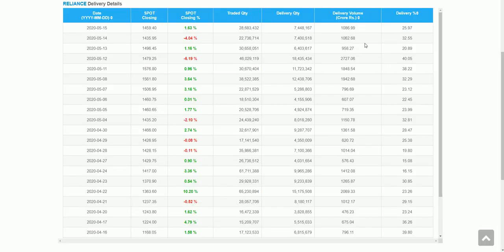This delivery volume is calculated on the basis of the money flow, that is in crores. You can see that when the stock moved down from 1576 to 1479 on 12th May, there was huge selling here, where the delivery volume in rupees is big, and we can conclude that someone is offloading this stock continuously. It seems to be an institution because a big amount is being transferred here.